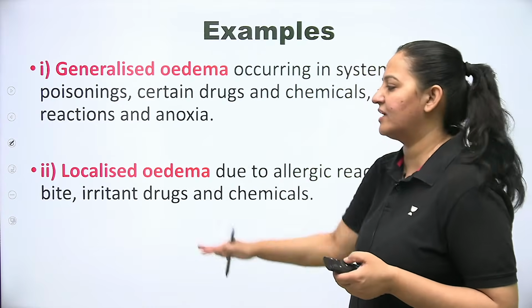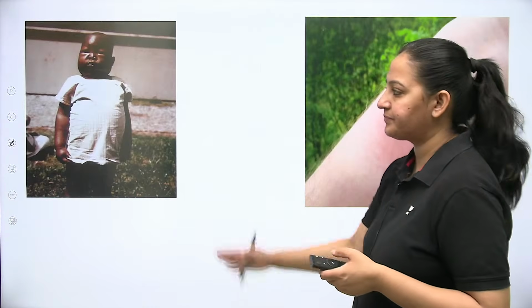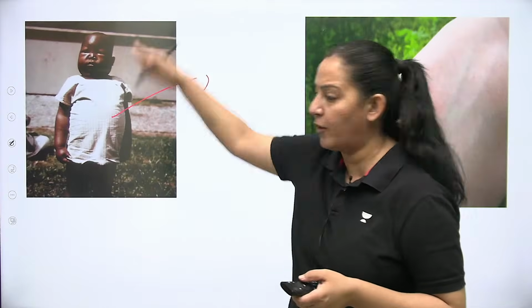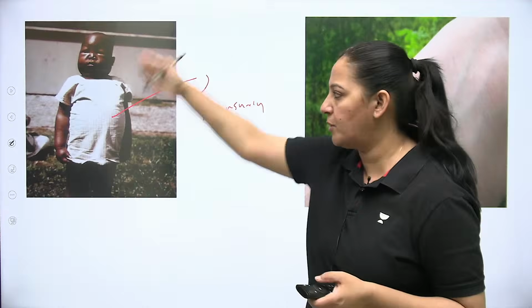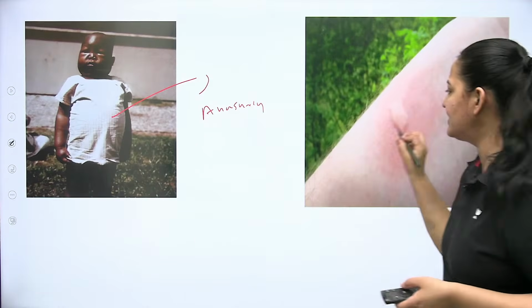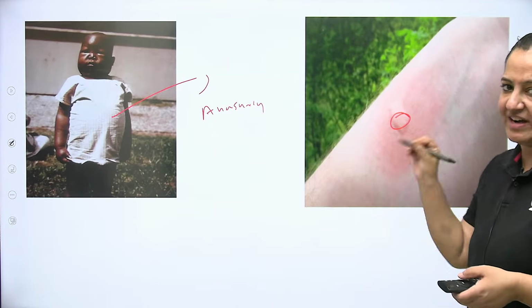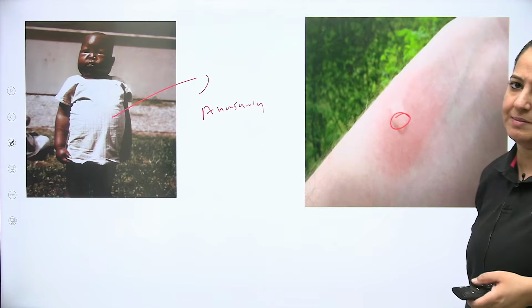Now it can be generalized, it can be localized. Generalized edema is throughout the body edema. It is known as anasarca. Anasarca, throughout the body edema is there, right? And localized edema is, for example, due to a mosquito bite. Whenever a mosquito bites us, we have a local edema.